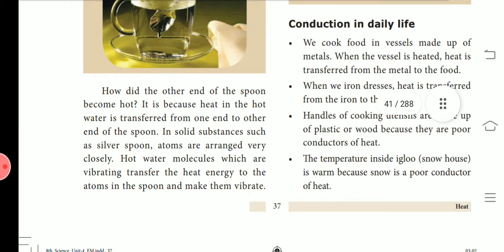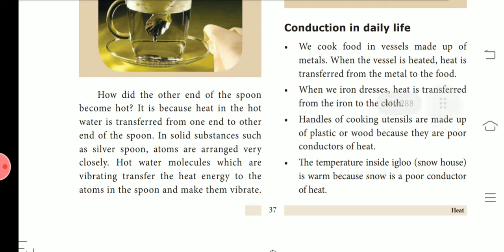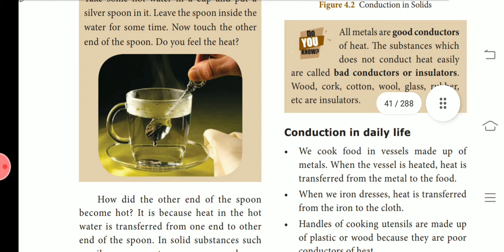Before that, conduction. Conduction means you can see a vessel is the best example. So the vessel is heated, heat is transferred from metal to the food. If you are going to iron the dresses, heat is transferred from the iron box to the cloth. So cooking utensils are some best examples for conduction. You know about insulators and conductors. Conductors means those metals which can transfer the heat. The substances which do not conduct heat are called insulators. The best examples for insulators are glass, rubber, cotton and wool.